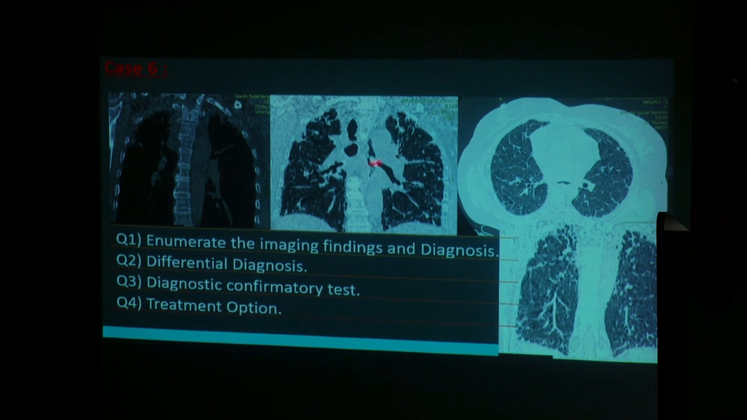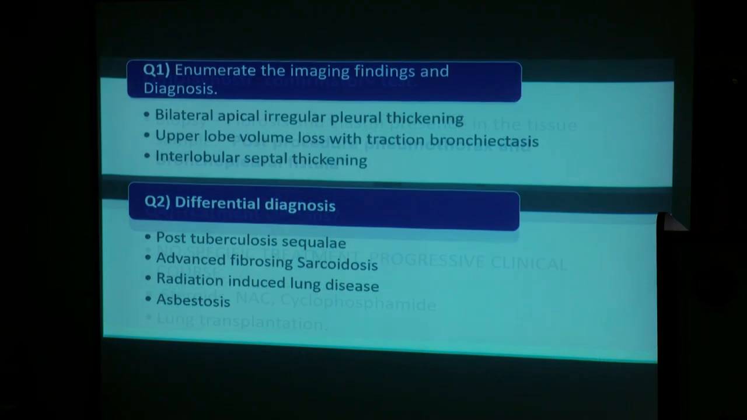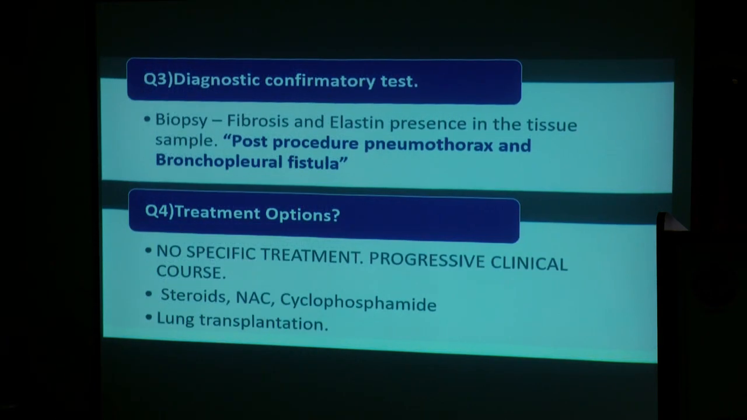You go take a biopsy from this apical pleural thickening and the HPE will show elastin. The presence of elastin on the tissues obtained from the thickened pleura is confirmatory of pleuroparenchymal fibroelastosis, and be aware of post-procedure pneumothorax and bronchopleural fistula.